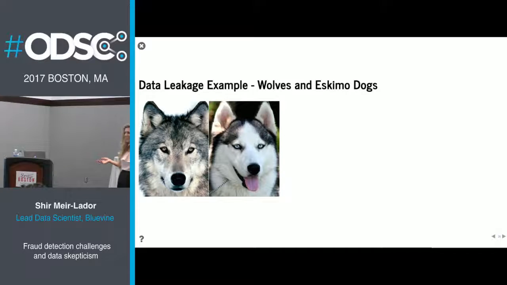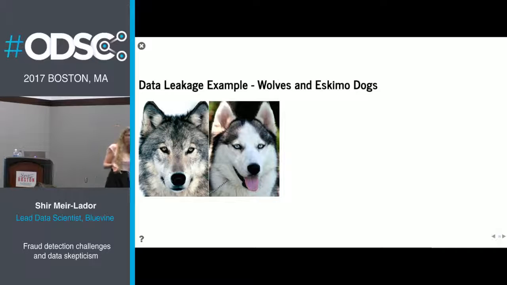And I'm very happy they did this example because it gave me a reason to put a nice photo of dogs in my presentation. So as you can see, they're really nice. This is a wolf, and this is the beautiful husky dogs. And what they tried to do in this paper was to show an example of data leakage.